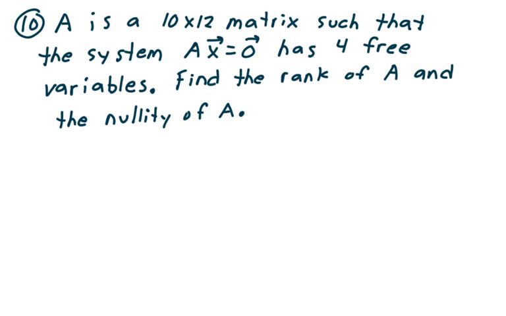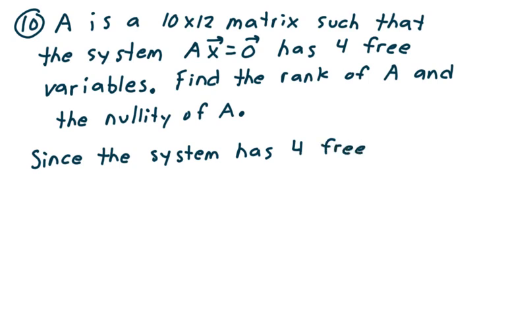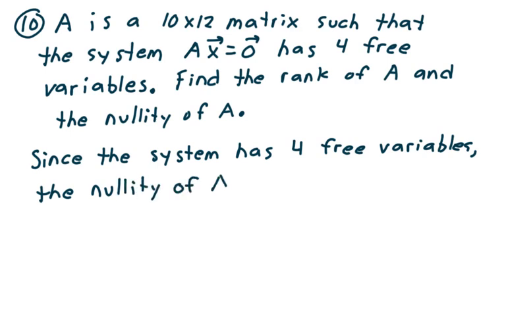Since the system has 4 free variables, that immediately tells me what the nullity is. That tells me the nullity of A must be 4. And then A has 12, looks like 12 columns, right?